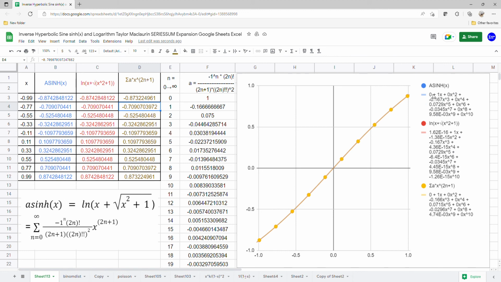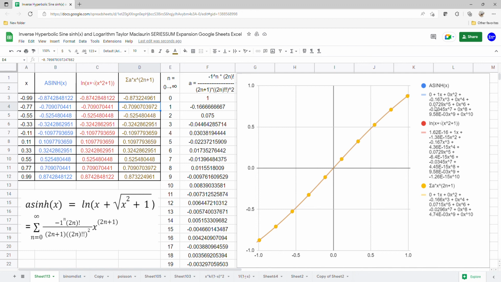Let's compare. Coefficient of x to the 0, 0. This is already 0, 1.62 times 10 to the minus 16. Coefficient of x, 1, 1, and 1. Coefficient of x squared is 0. This is 0, 1.38 times 10 to the minus 15, and this is also 0. Coefficient of x cubed, minus 0.167, minus 0.167, minus 0.166. Coefficient of x to the fourth, 0. This one is 4.36 times 10 to the minus 15, that's already 0. This is 0, x to the fourth.